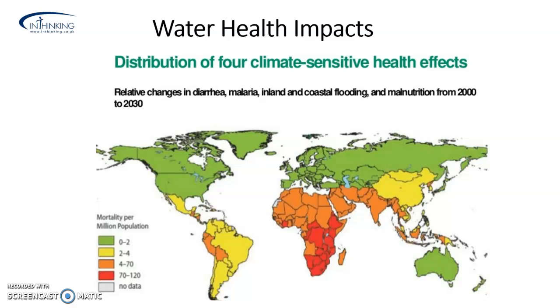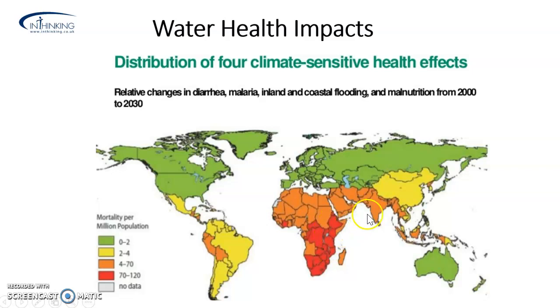And in this map, we see an index of climate sensitive health effects. And they're looking here at diarrhea, malaria, inland and coastal flooding, and malnutrition between the time period 2000 and 2030. And there's a very striking pattern that shows that Africa as a whole is most climate sensitive in terms of health effects, in particular Southern Africa and East Africa.